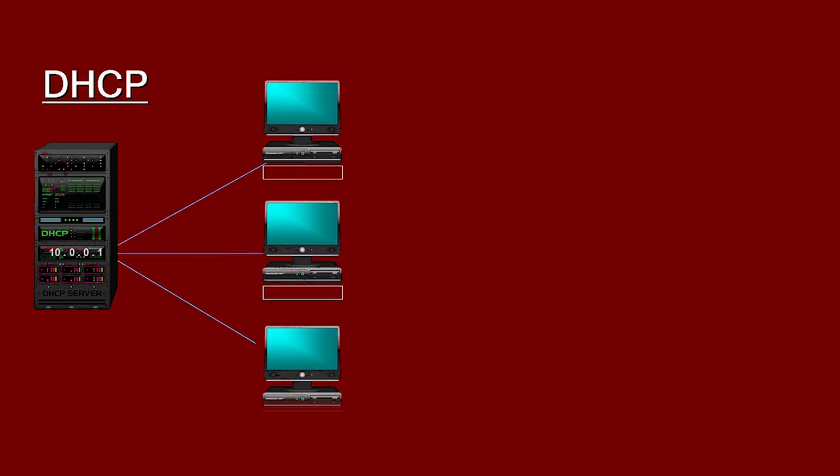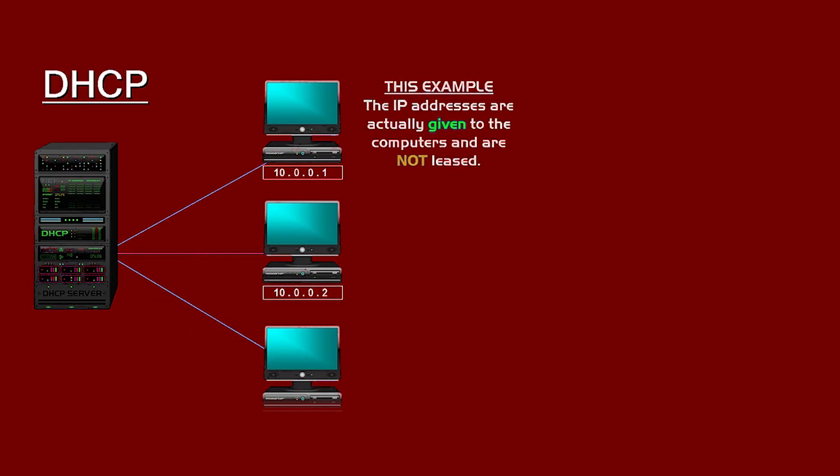So let's go ahead and add 3 computers to this network, and as they are added, the DHCP server is going to assign them an IP address. So in this example, let's just say that the IP addresses are actually given to the computers and are not leased. So the DHCP server has reached its limit on giving out IP addresses. All of its IP addresses are currently being used.